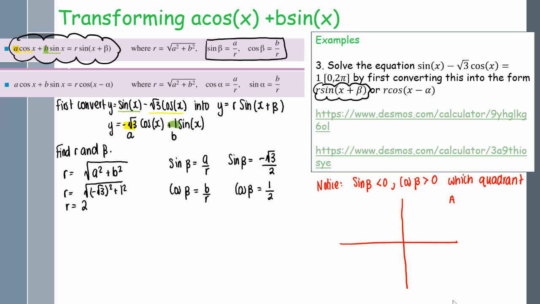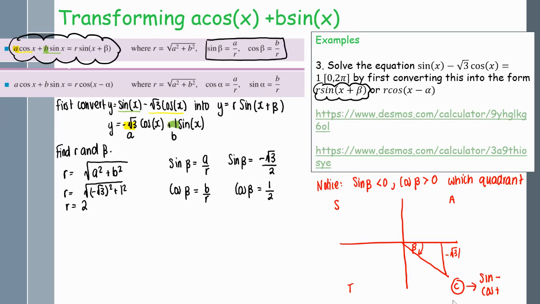If I use my unit circle, I know that sine is negative in quadrant 3 and 4. Cos is positive in quadrant 1 and 4. Therefore, sine is negative in Q4 and cos is positive in Q4. So beta must be in this fourth quadrant.